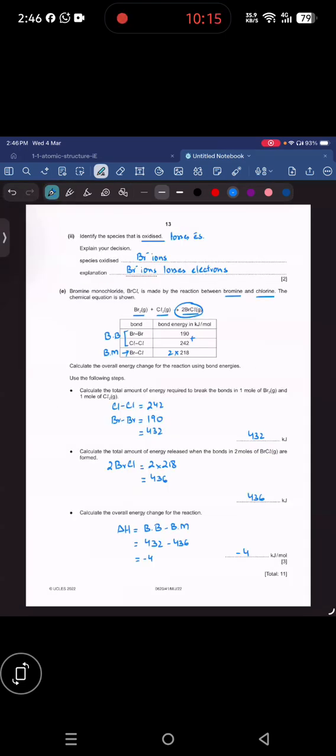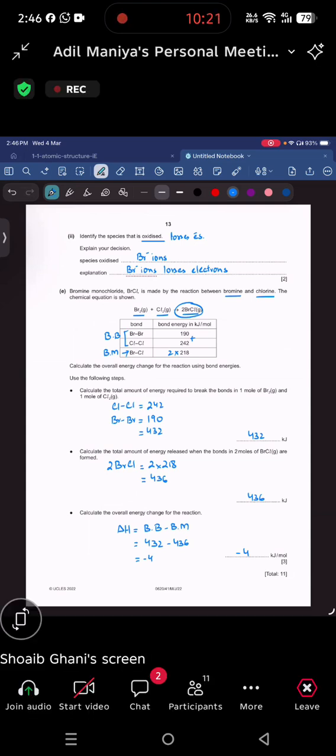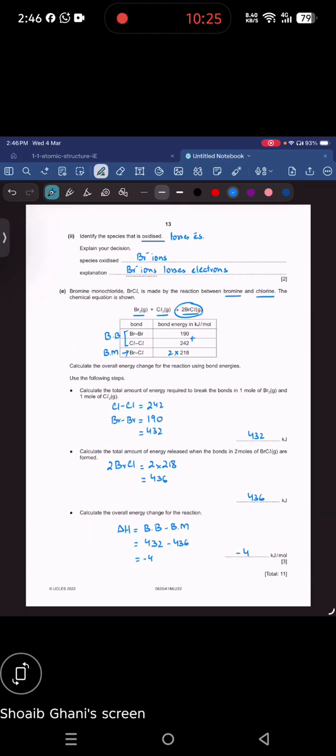Yes, students. Is there any question from your side? The paper is complete here. So we have completed the 2022 May June variant 41. Now we're going to start with the May June 2022 variant 61.